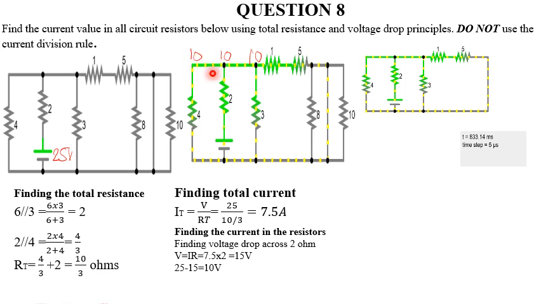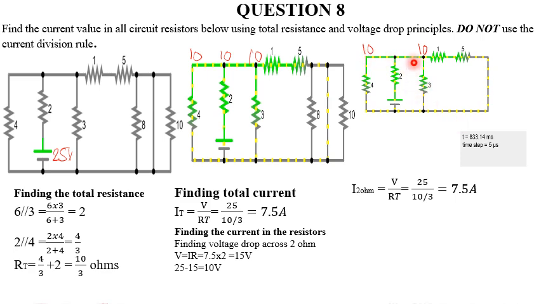Since we now know the voltages, we can find the currents through the various resistors. Let me write it here. We have our 10 here and our 10 here. The current through the 2 ohm resistor is simply 25 over 10/3, which is the total current, because it is the total current that flows through the 2 ohm resistor. That is 7.5 amps.